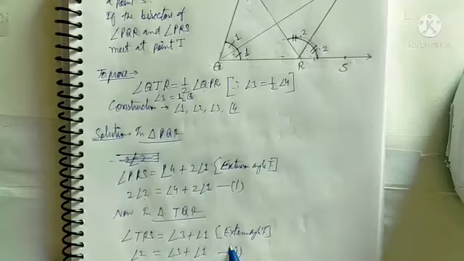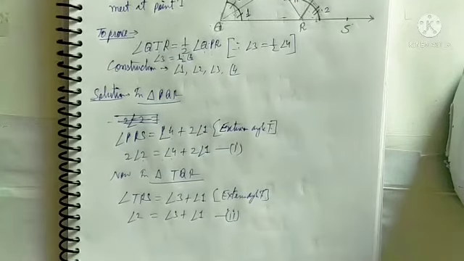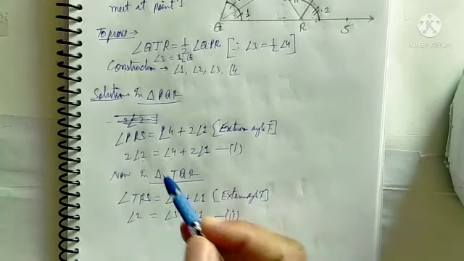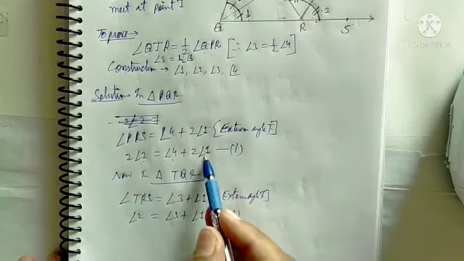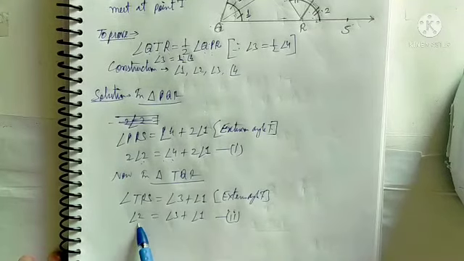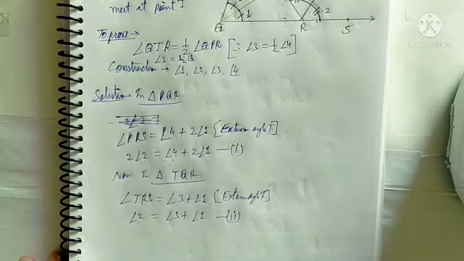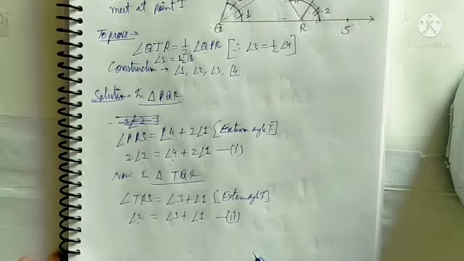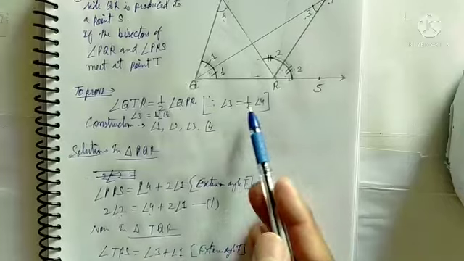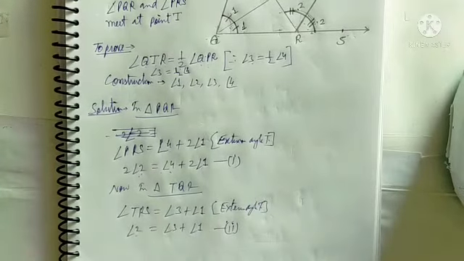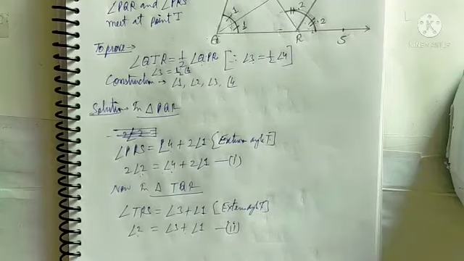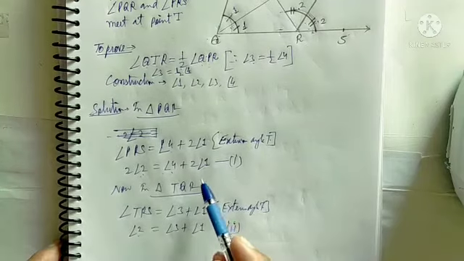This is equation 2. Students, now we have got two equations. The first equation is twice of angle 2 is equal to angle 4 plus twice of angle 1. And the second equation, angle 2 is equal to angle 3 plus angle 1. Now here we want the answer in angle 3 and angle 4, and angle 2 and angle 1 we have to eliminate. So what to do? I'll tell you one thing.